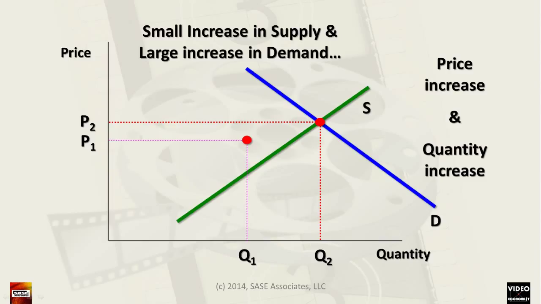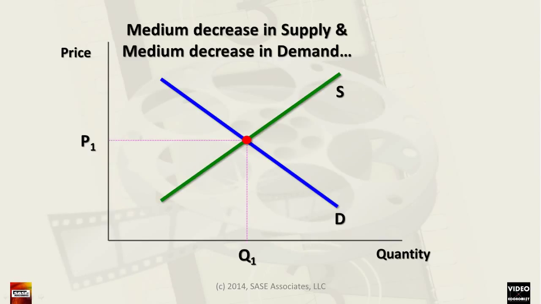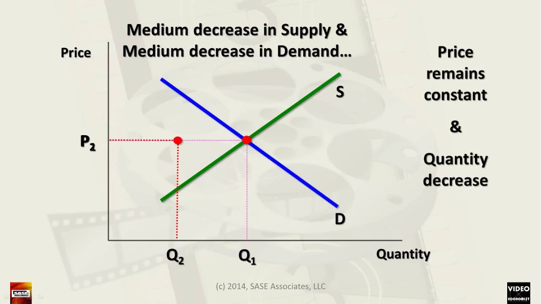The final result is an increase in equilibrium quantity, though the net effect of supply and demand shift renders a higher equilibrium price. In the second set of three examples, we consider what happens when both supply and demand decrease. Again, the relative magnitudes of the shifts determine the specific change to equilibrium price and quantity. For the first of these three examples, we see medium decreases of equal magnitude for both supply and demand.